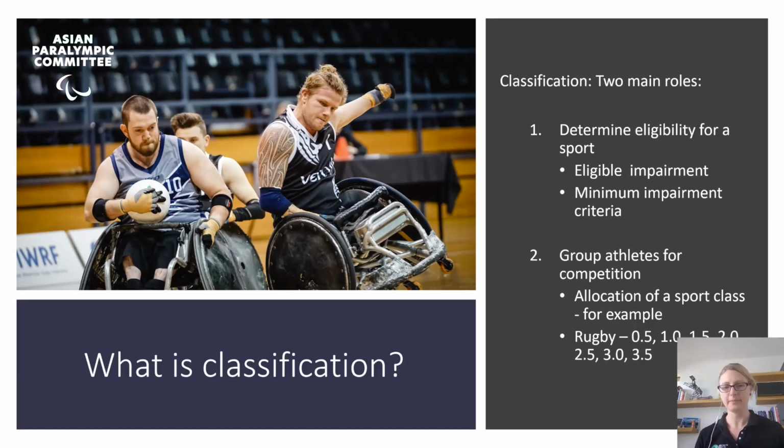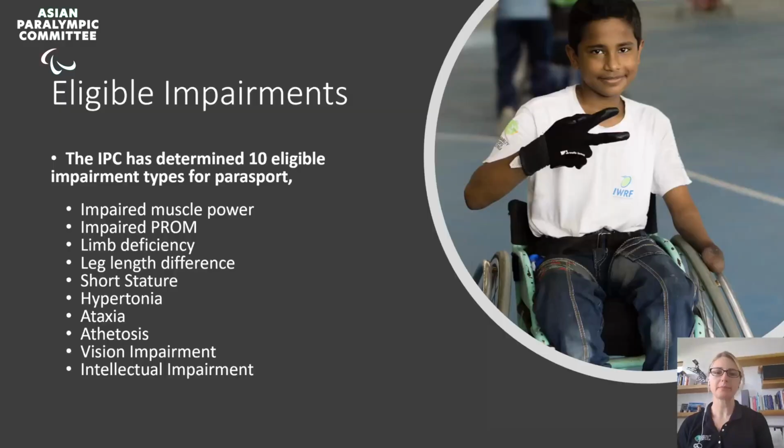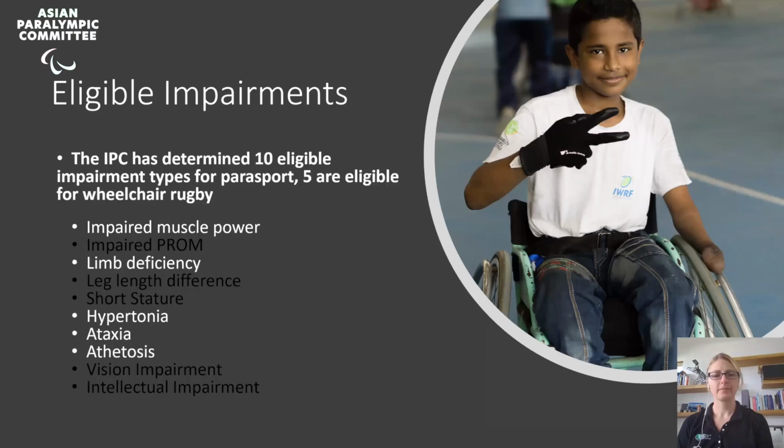So eligible impairments, the International Paralympic Committee has determined 10 eligible impairment types across all their different para sports. The 5 impairment types that I have highlighted here are the eligible impairment types for wheelchair rugby. So impaired muscle power might be from a peripheral nerve injury or a spinal cord injury. Limb deficiency might be from a congenital limb deformity or an acquired limb amputation. And hypertonia, ataxia, and athetosis are types of movement disorders that are often found with cerebral palsy or with an acquired head injury.